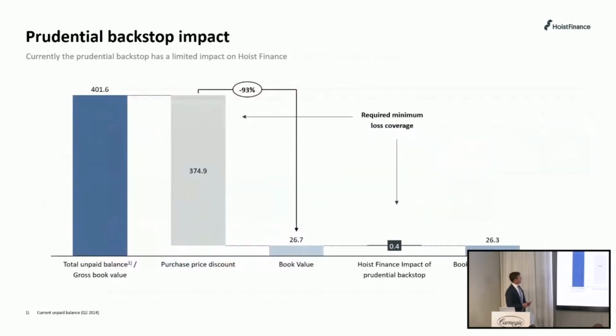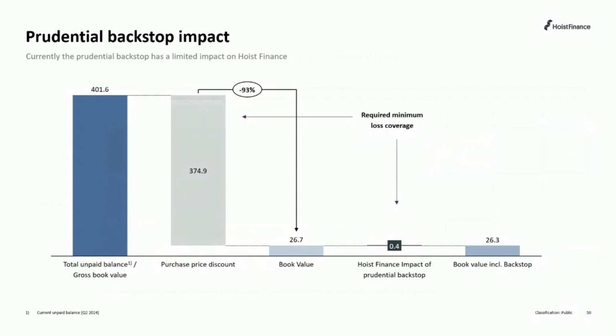And this page is designed to show two things. One, how the required minimum loss coverage works. So that's what you need to set aside in this prudential backstop, and also to give a view of how much this impacts Hoist today. So when we buy, this is the current Q2 book. So it's not the same numbers as before, because the previous number in a similar chart was since inception of Hoist. This is the current book.